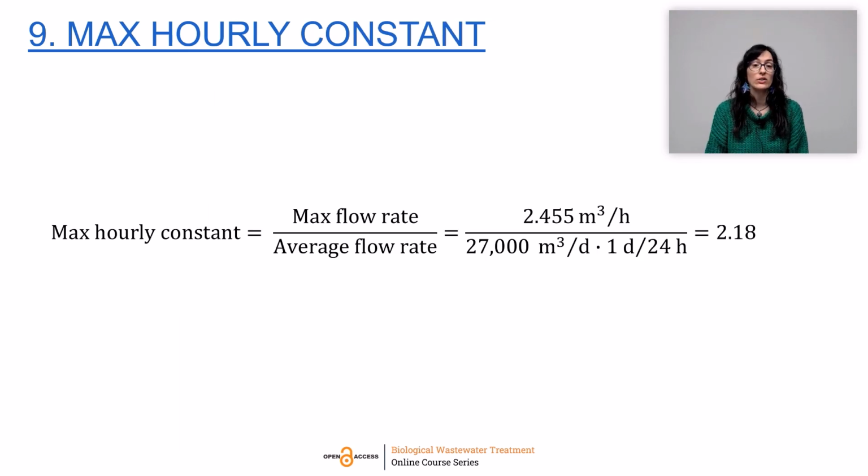The maximum hourly constant is defined as the ratio between the maximum and the average hourly flow rate. And we can calculate this just by dividing these two values and taking into account that we have to use the correct units. And we obtain a value of around 2, which indicates that the maximum flow rate is around 2 times higher than the average flow rate. And this makes sense since the hourly factor is 11, which is a bit less than half of 1 day. So it makes sense that then the flow is 2 times higher than the average flow.